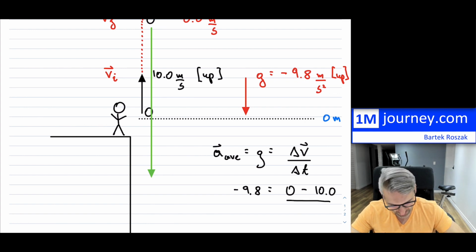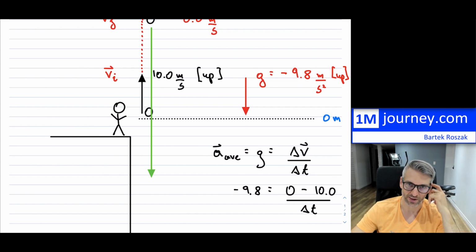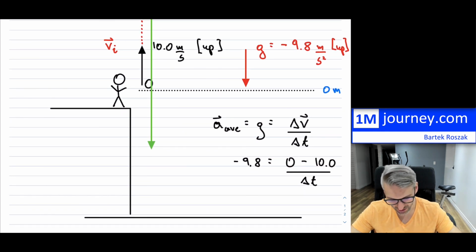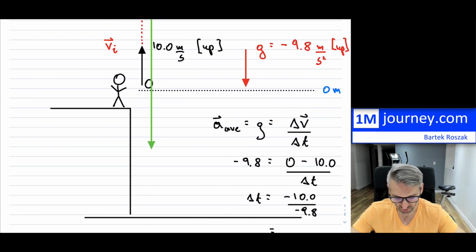Then this is divided by the amount of time that this would take. And we are assuming, again, there's no resistance. This is what you typically do in introductory physics courses, so you can certainly make that assumption. So what would this be? Well, delta t, if I bring this over to this side and divide both by 9.8, would be negative 10 divided by negative 9.8, and the two negatives will cancel.